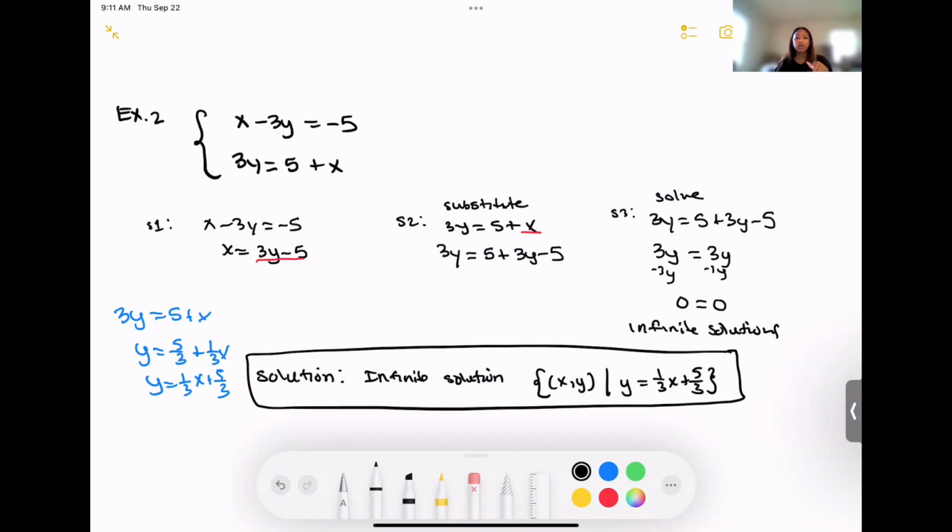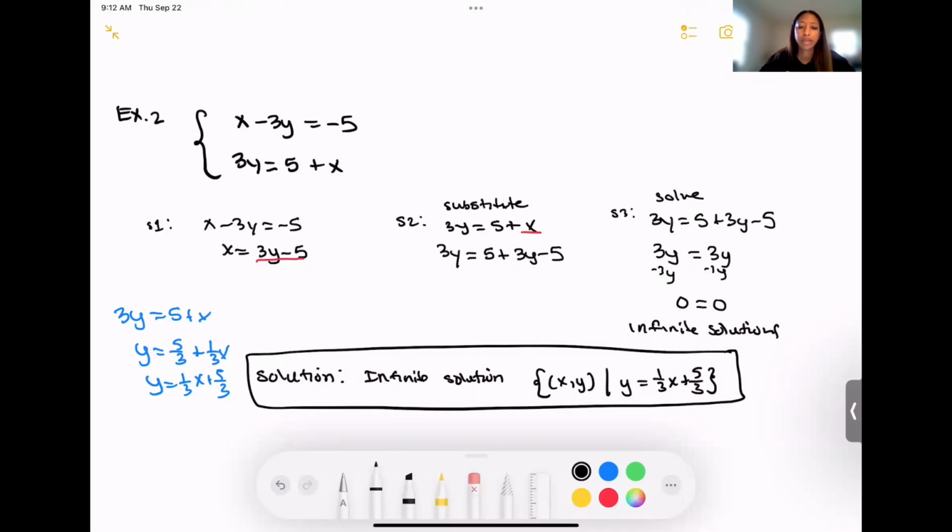And the big key takeaway from this point is, well, how do I know that there are infinitely many solutions? When you try to solve algebraically and you end up with 0 equals 0, that means that there are infinitely many solutions. That means that the equation is true all the time for any value of y.